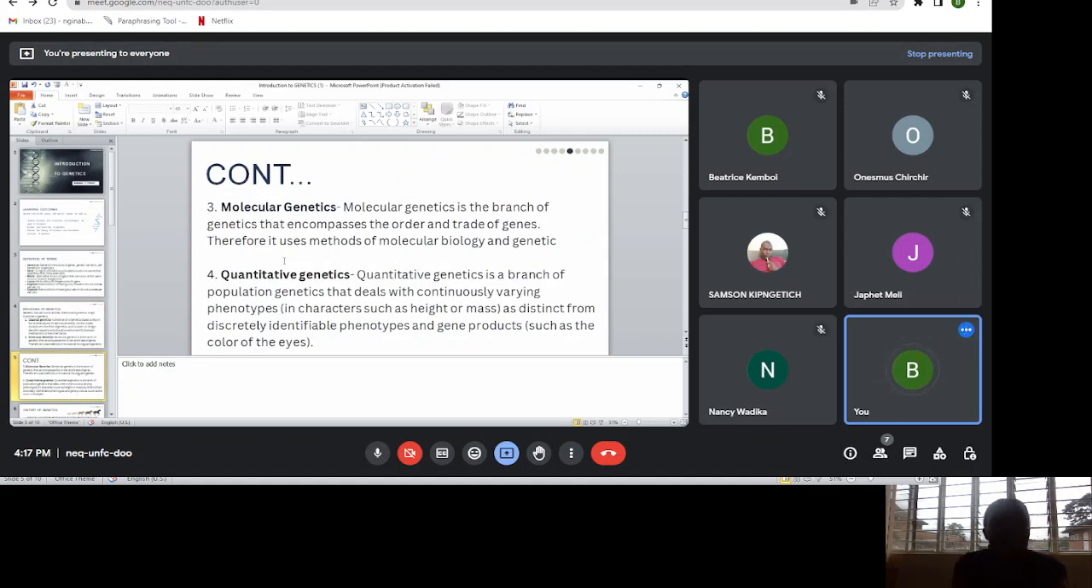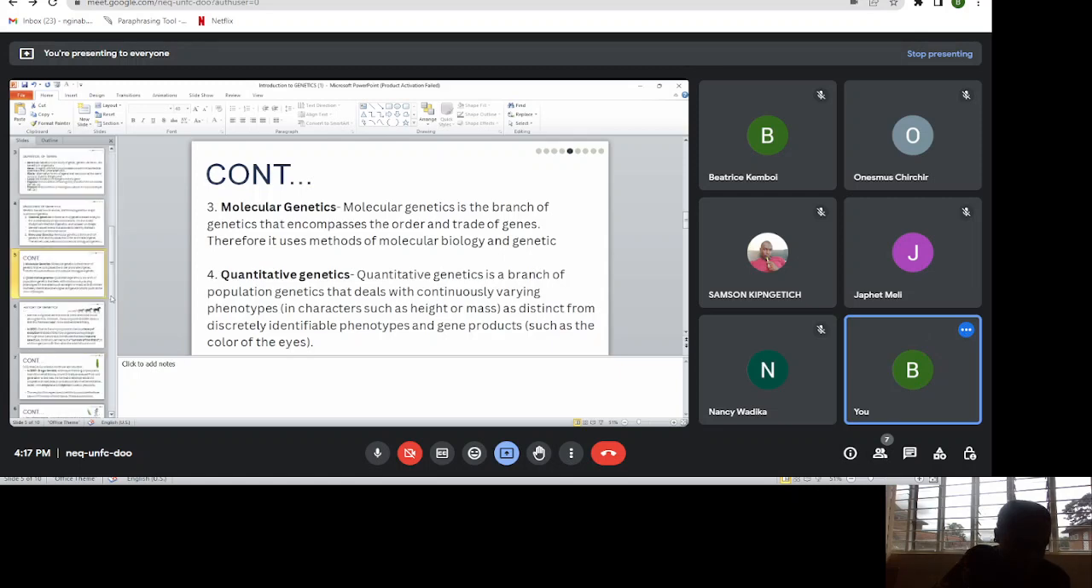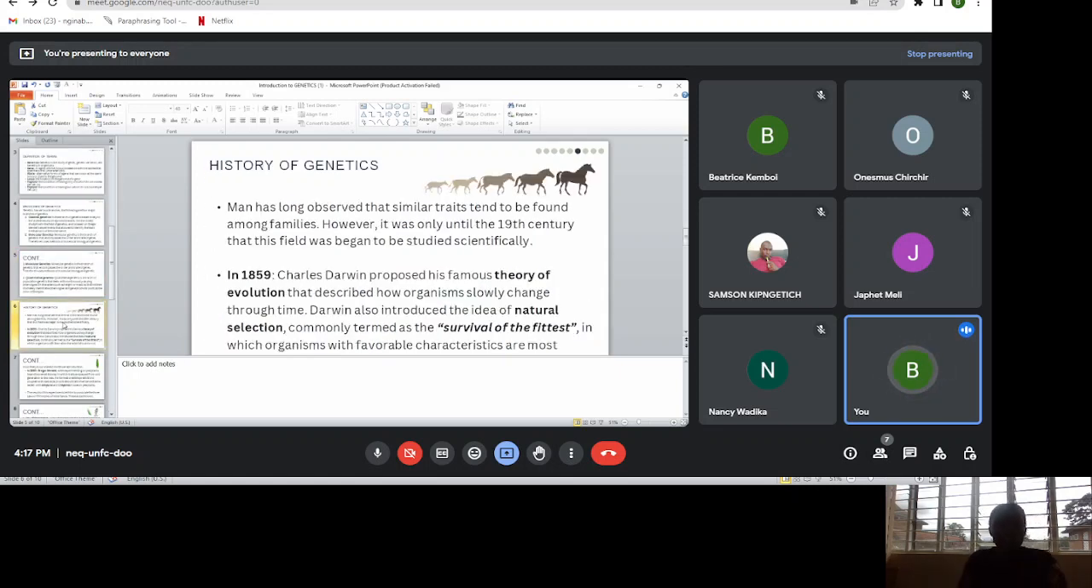The other branch of genetics is quantitative genetics, which simply is a branch of population genetics that deals with continuously varying phenotypes. For example, height or mass, as distinct from distinctly identifiable phenotypes and gene products. And an example of this one is the color of the eyes and hair color. So from there, we move on to the next thing, which is the history of genetics.